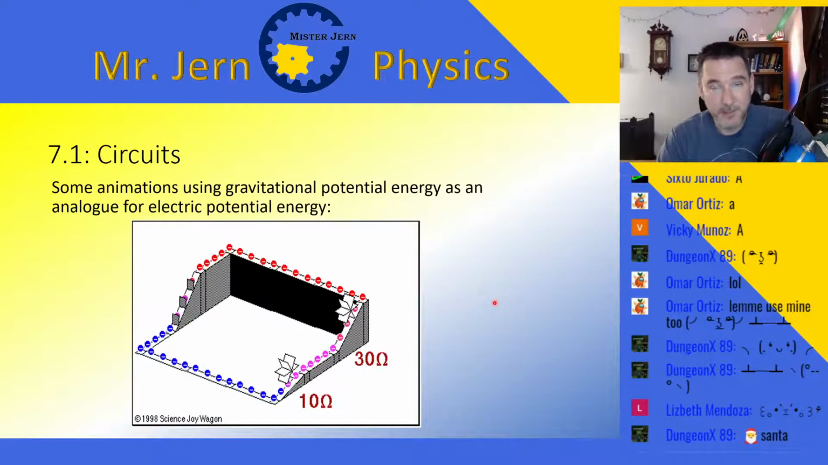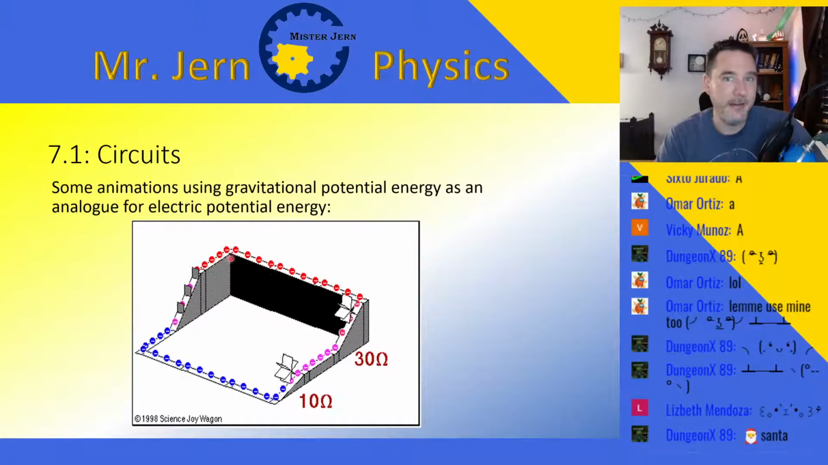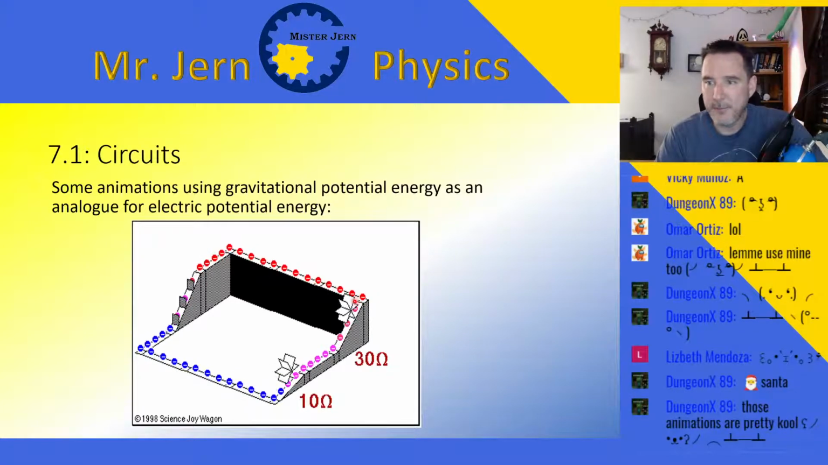That was parallel. This is in series. So it's the same idea. The battery lifts it up high to a higher energy level, and then the electrons are forced to follow this path.